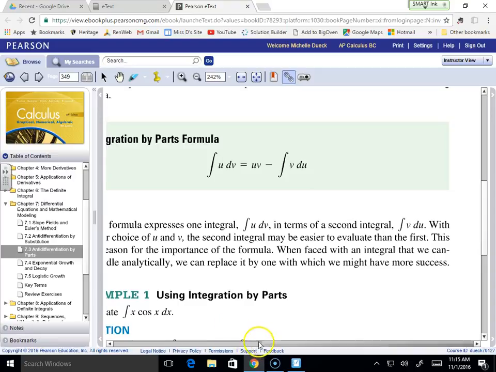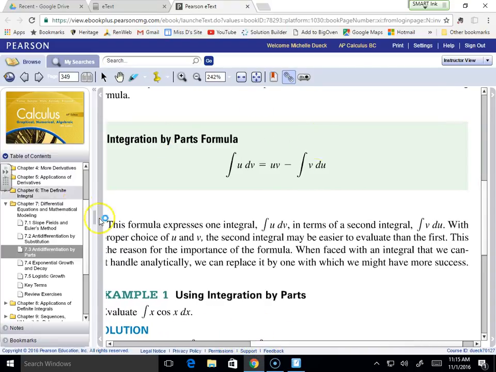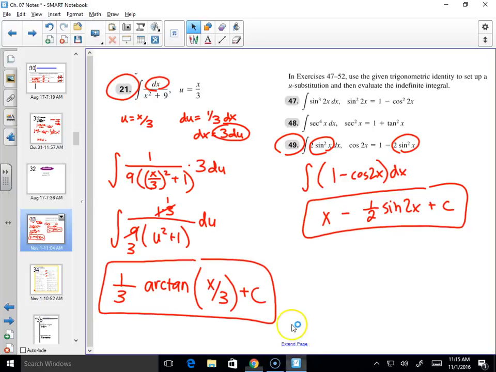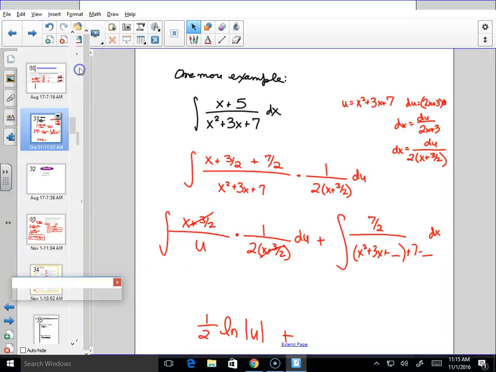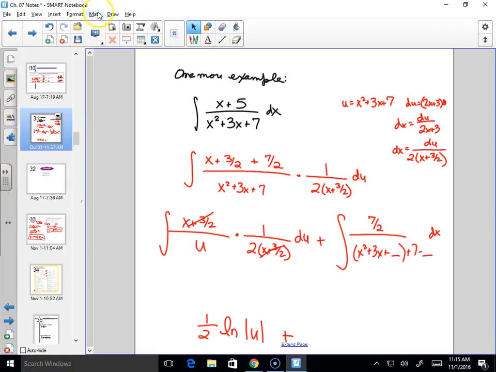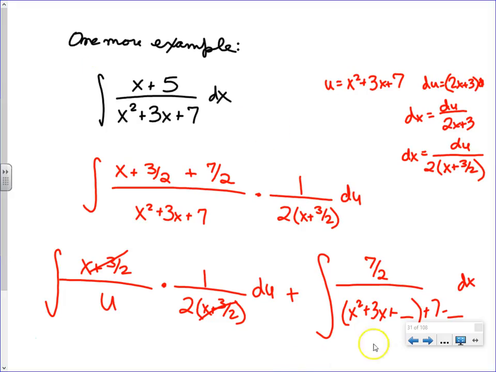Right there, that's the big idea of section 7.3. But before we get there, let's go ahead and go back really quickly and make sure that we were able to finish this funny one. Uh-oh, that's not what I wanted. Struggle. Let's try again. Okay.